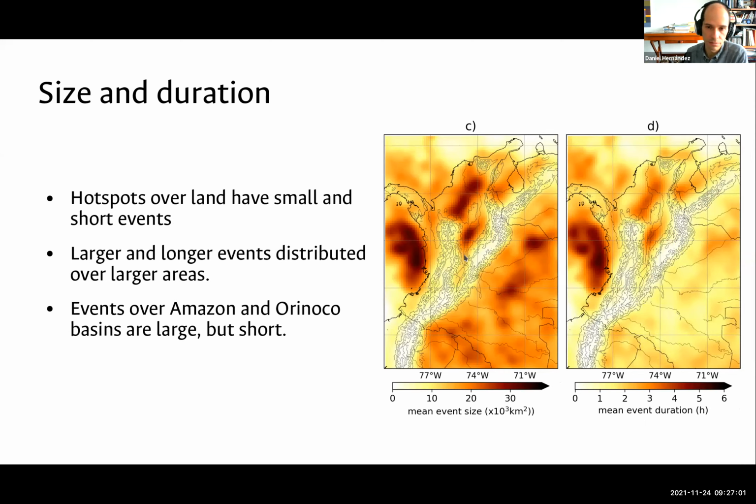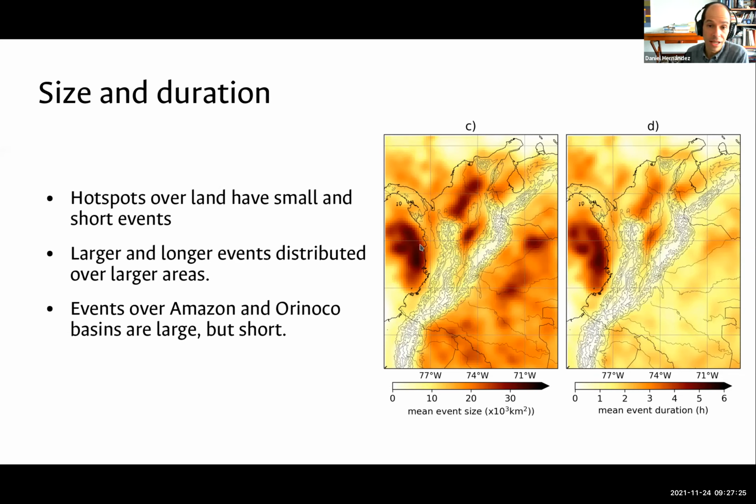And the first thing that's clear here is that those hotspots that occur over land actually have small and short events. The larger events and the longer lasting events are not located at those hotspots. They are actually in other regions where they are more spread out.